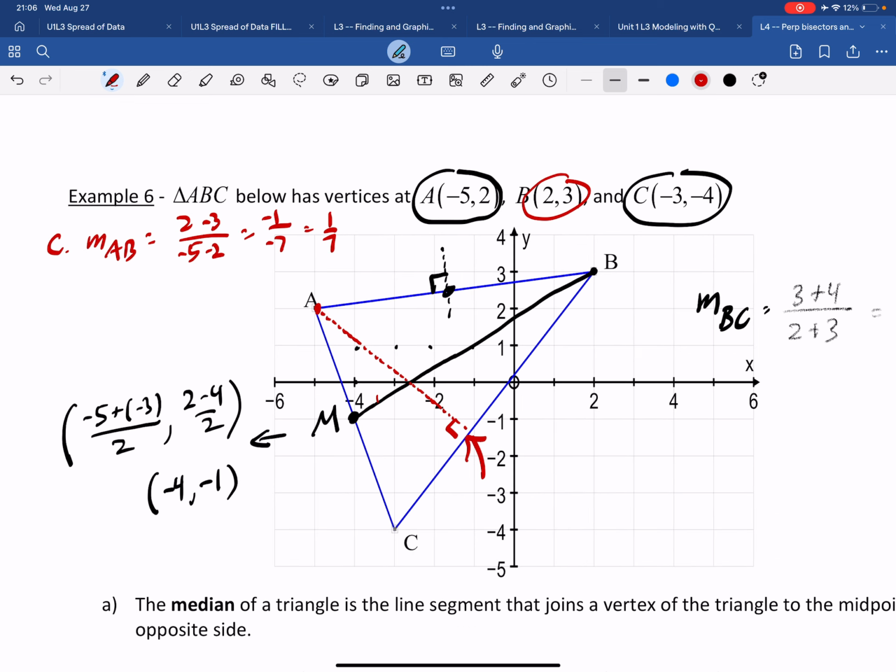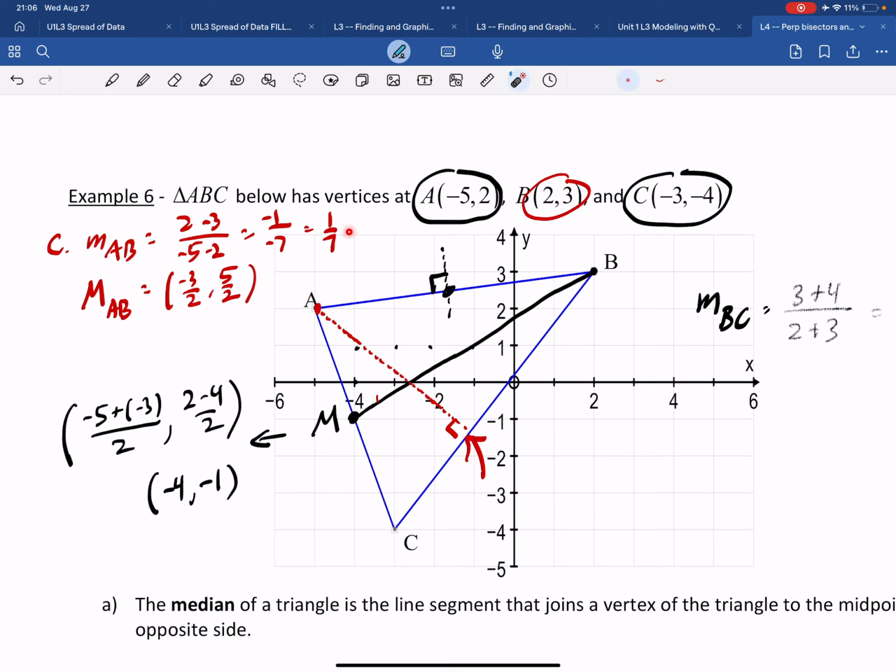And the midpoint, capital M of AB, well, I'm just going to do this in my head. Halfway between negative 5 and 2, we get negative 3 divided by 2, which is negative 3 over 2. So the x-coordinate is negative 3 over 2 for the midpoint. And then 2 plus 3 is 5, divided by 2 is 5 over 2. Okay, so we've got our point.